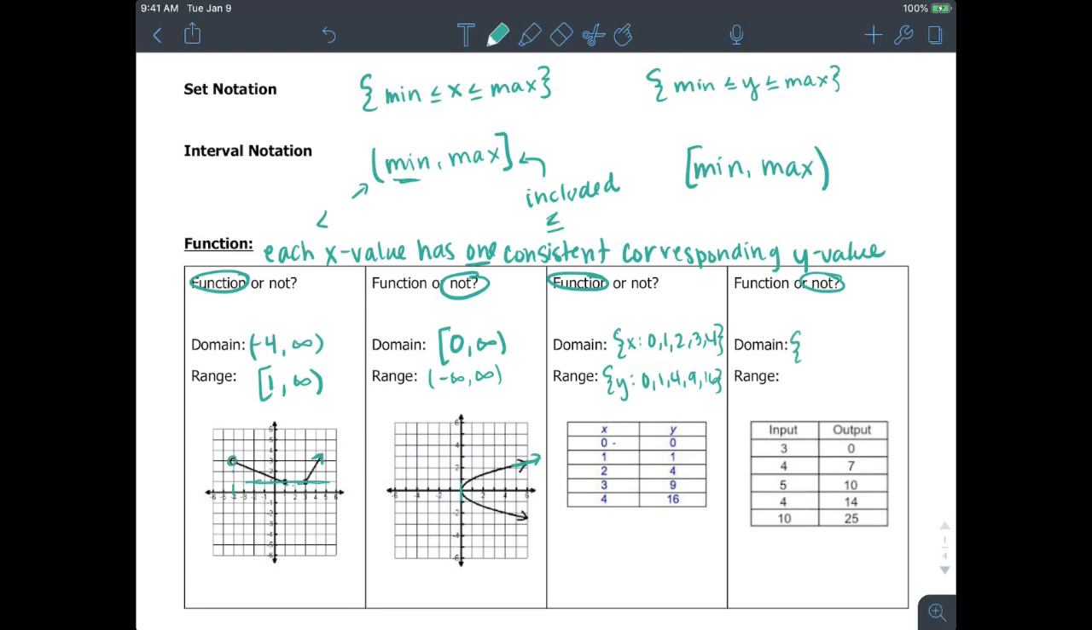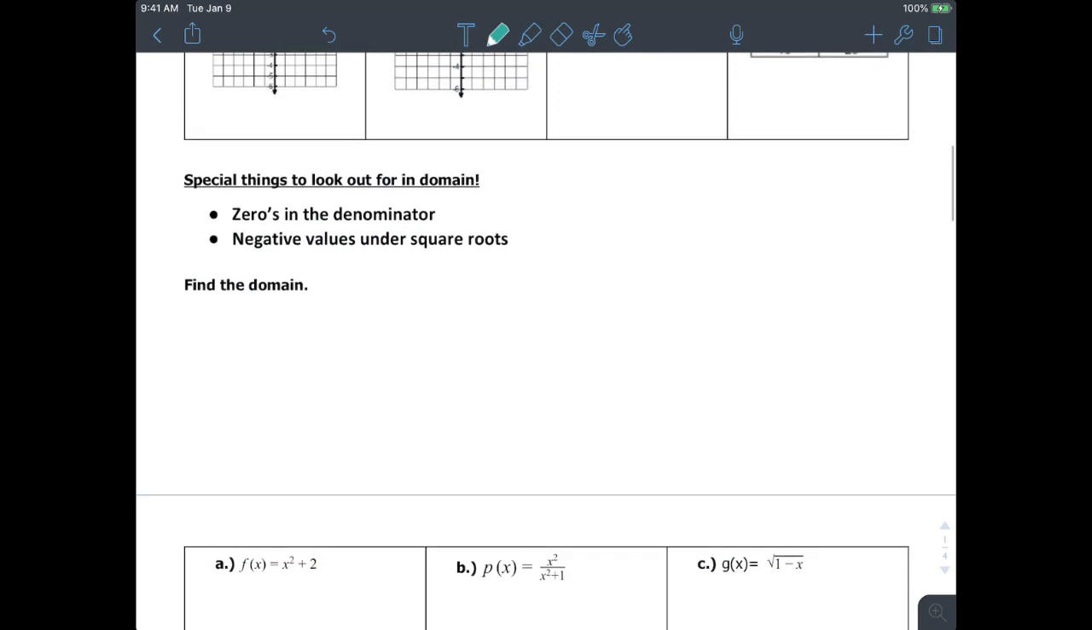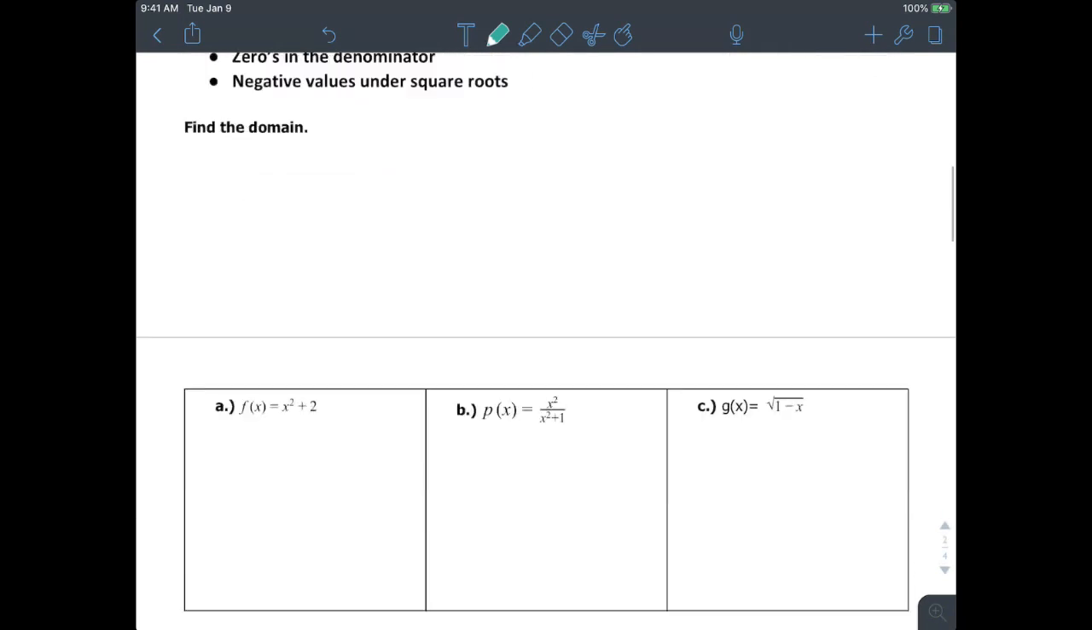The domain for the next one, the set of the input, is 3, 4, 5. The 4 is repeated, so I don't have to put it again. And the range, the output, because that's what's labeled here, is 0, 7, 10, 14, and 25. So any unique number, you need to list it. These are the possible inputs and the possible outputs. That's what the set means. Possible inputs, possible outputs. All right, we are going to find the domain and range of these guys.